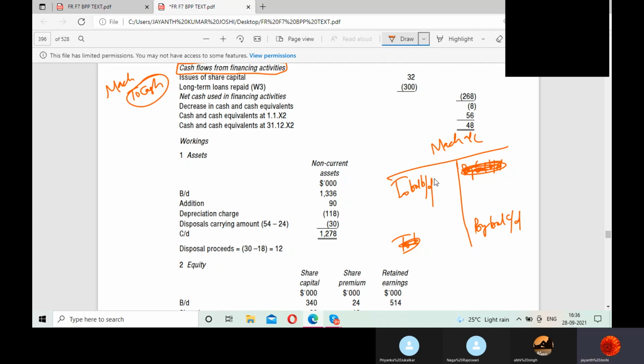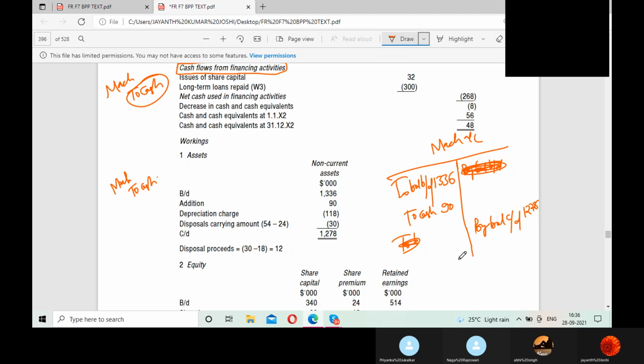So your opening balance is 1336. That is the previous year ending balance. And this is the balance you are showing in this year at the end. Okay. Now what has happened? You bought a machinery. So it was machinery to cash. So in the machinery account, I'll write to cash, 90.